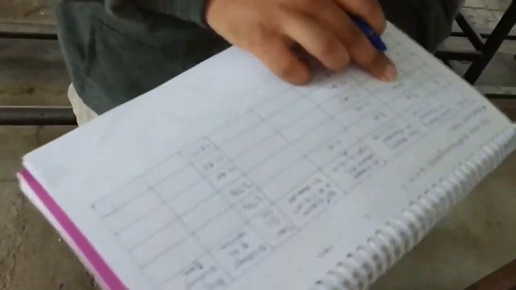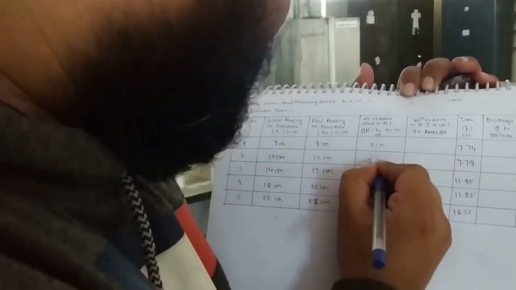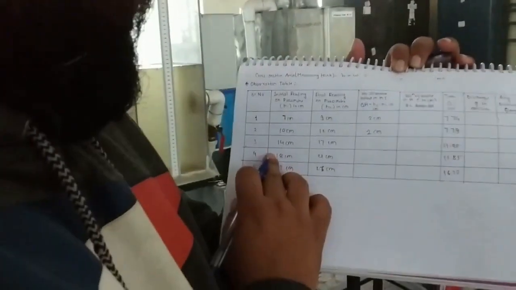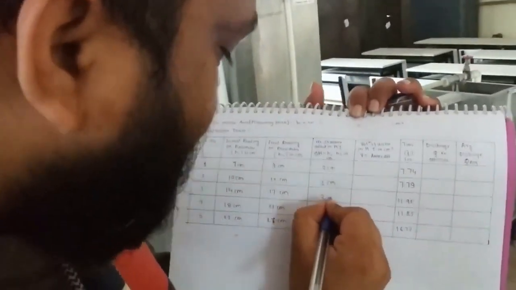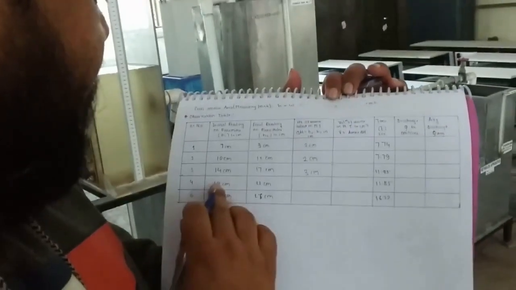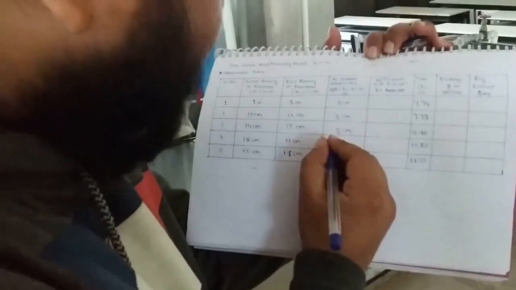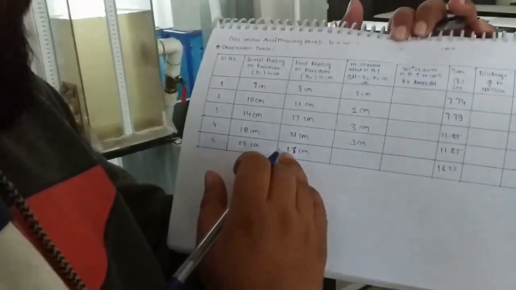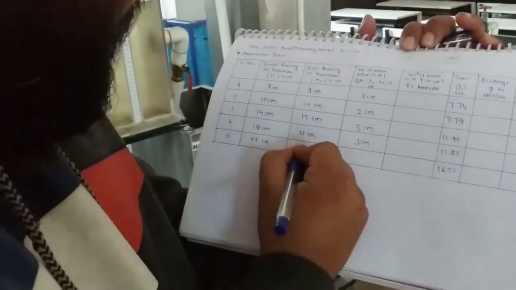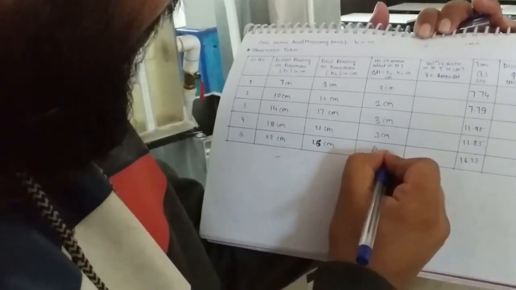Okay, the second observation is 10 centimeter and final observation 12 centimeter. Means here also the height difference is 2 centimeter. The third observation is 40 centimeter to 70. Here the height difference is 3 centimeter. Okay, the fourth observation is 18 to 21 centimeter. This height difference is 3 centimeter. And the last observation, the 22 centimeter to 26 centimeter. This is 4 centimeter height difference.